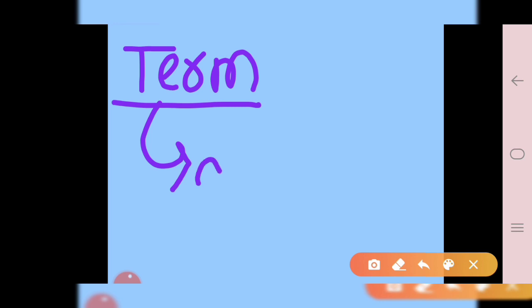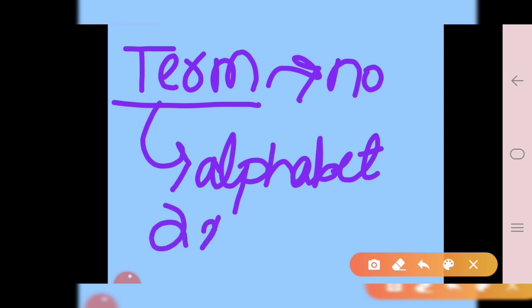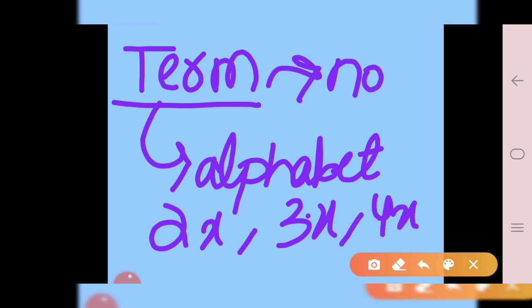One is the alphabet and the other is the number. For example, 2x, 3x, 4x. Again, a term is a value in algebra which is composed of 2 things.